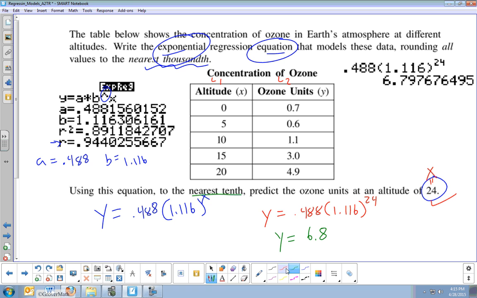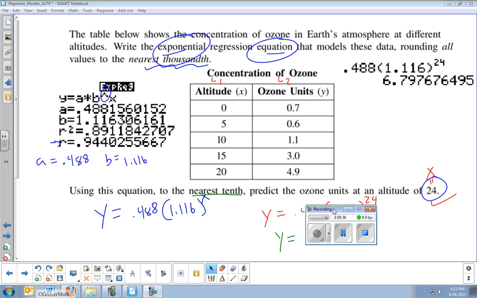How could they make this question more difficult? Well, they can make this question more difficult if they gave you, say, y and wanted you to solve for x, because then you'd be solving for an exponent, which would actually require logarithms. So I'm sure we'll do one of those in class, but the vast majority of them are like this. Get the equation from the calculator and then substitute into the equation to solve it.